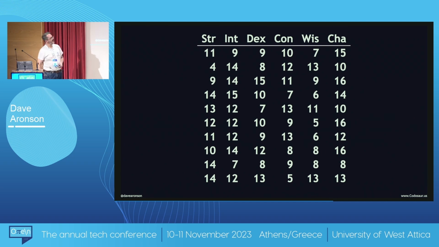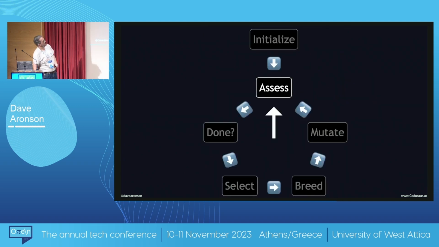So, how fit are these as fighters? We have to assess them, but what are our criteria? We're trying to evolve fighter characters, so it's going to be mostly based on the strength, the constitution, and to some extent the dexterity. The intelligence and wisdom and charisma, not so much, but we don't want them too low because of occasional saving throws.